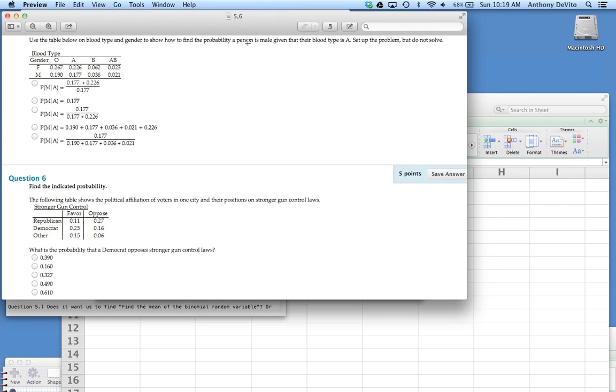But this is a conditional probability. So I'm asking, what's the probability a person is female given their blood type is B? Well, what proportion of the population is B? Well, 6.2% and 3.6%. So altogether, 9.8% of the population has a blood type of B, but 6.2% of the population is female out of that group, right? Since I said given that the blood type is B, and only 9.8% of the population has blood type B, the probability of them being female is 6.2% out of that 9.8%, right? So you're going to be doing the same thing.